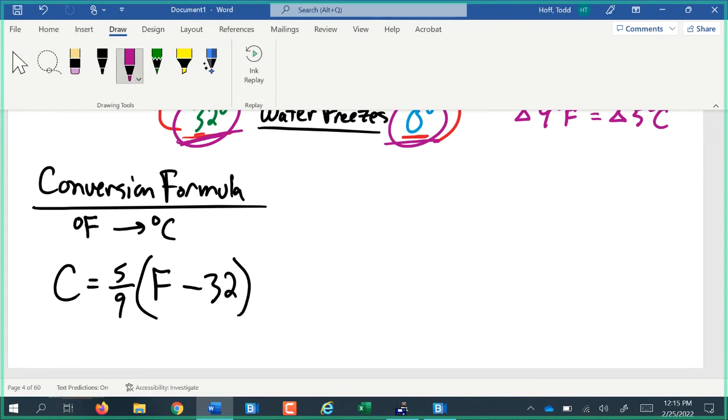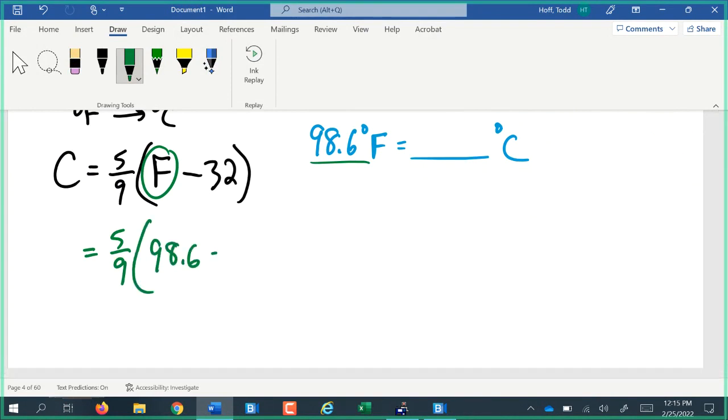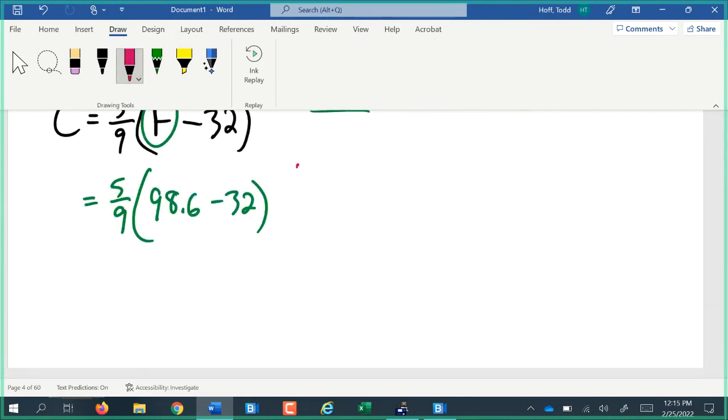So let's take human body temperature, 98.6 degrees Fahrenheit, and let's see what it equals in degrees Celsius. What I'm going to do is come over here and replace the F with my Fahrenheit temperature: 5/9 times 98.6 minus 32. I do the subtraction inside the parentheses. 98.6 minus 32 is 66.6. The parentheses have been combined to a single number, so I don't need them anymore. But I do have to put in that multiplication up front.